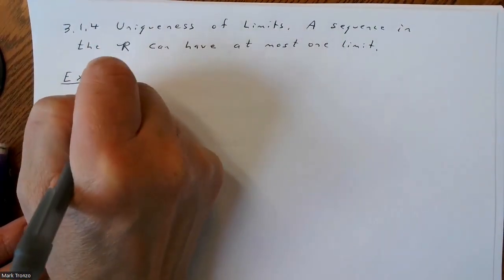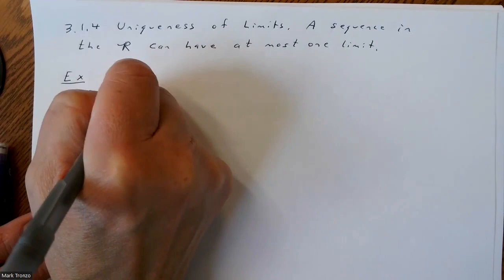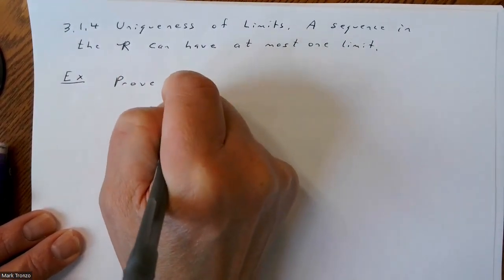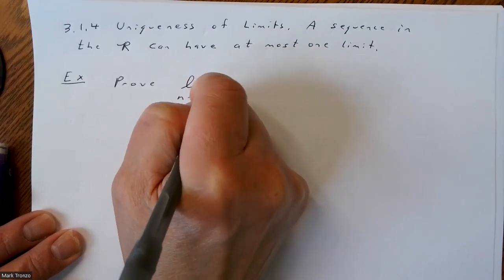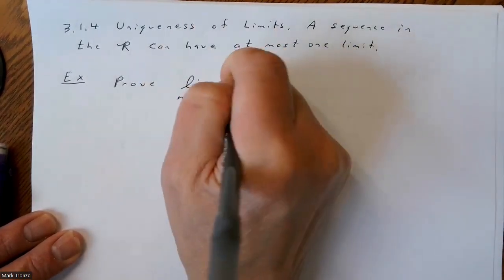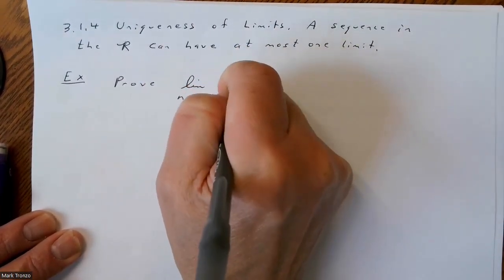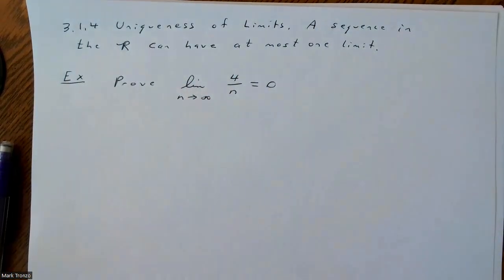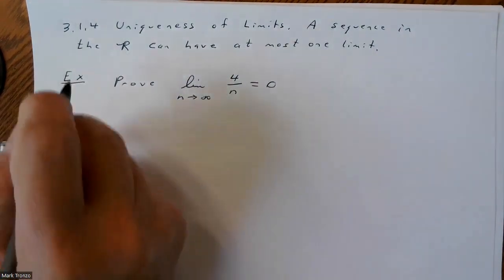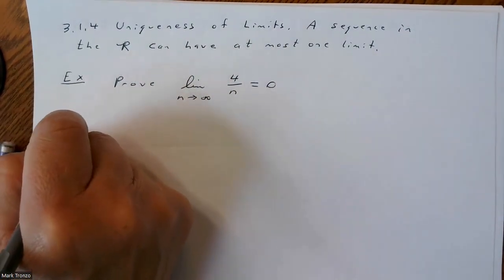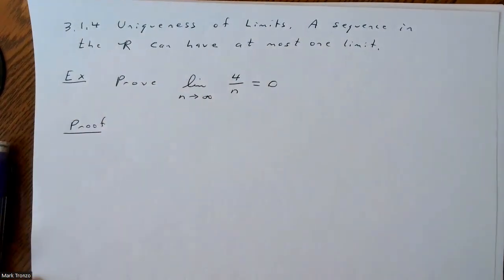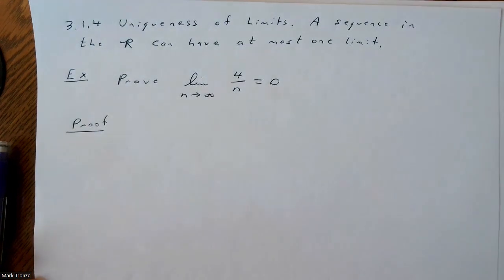So, prove that the limit as n approaches infinity of 4 over n is 0. We're going to try to prove this. And actually, I'm going to write out the proof, but then in a few minutes, we'll learn how to figure out how to set up proofs like this.